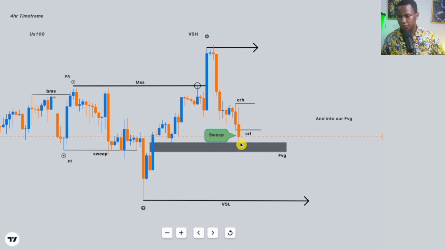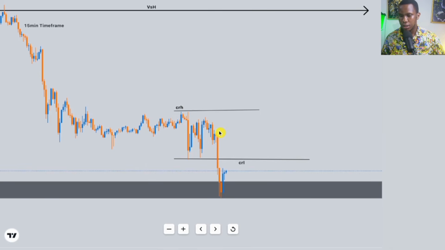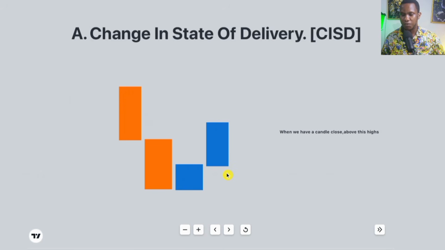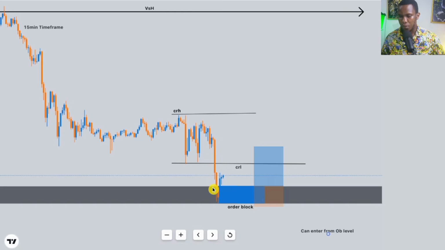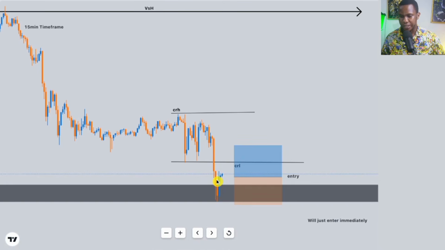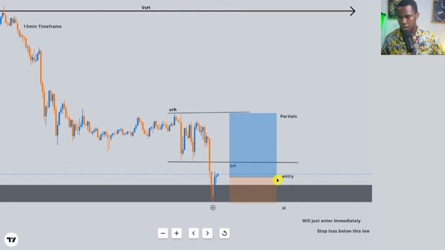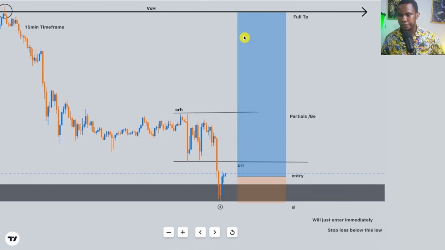into our fair value gap, we move to the 15-minute time frame, guys, and we look for a change in state of delivery. Change in state of delivery is when we have a candle close above these highs, and we got it. We're going to mark out another block. Entry, stop loss below here, or I'm going to enter immediately, stop loss below here, and I'll target this candle range high for my partials, and full take profit will be our value structure high we marked out. This is how the trade unfolds.